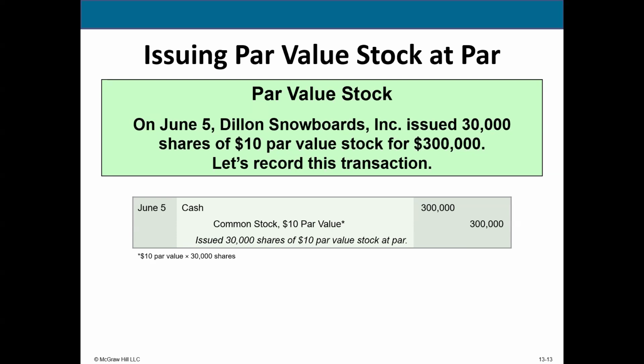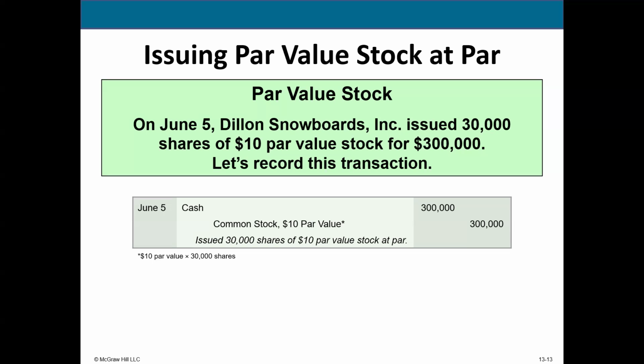So here we have an example of the company just getting started, and they decided to sell or issue 30,000 shares of the company's stock, and they decided to issue those shares exactly at their par value, which in this case is $10 per share. So we sold 30,000 shares at $10 par value per share. So we debit cash 300,000 and we credit common stock at par value 300,000.